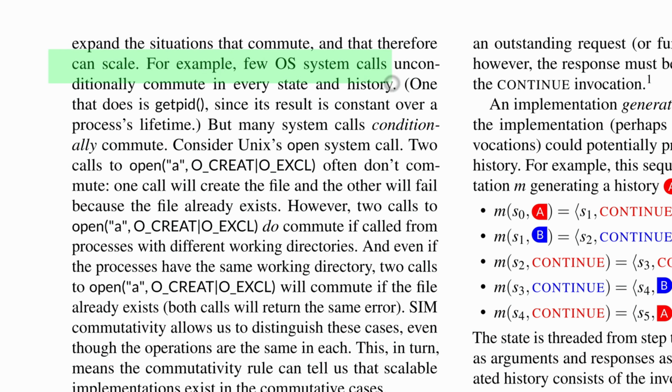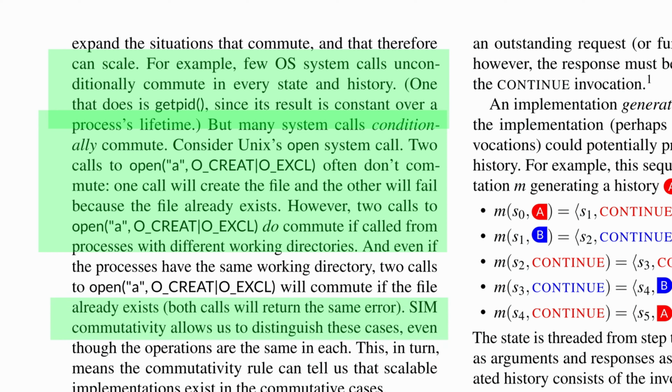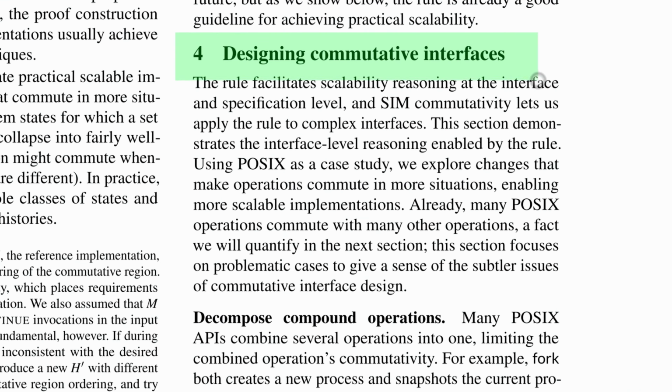If you look at most realistic APIs, they will not unconditionally commute for every combination of inputs. But given some constraints on their inputs and their sequence, they might commute. And this is the idea that SIM commutativity tries to capture. With this in mind, we can come up with some high-level design guidelines for how to design scalable APIs.